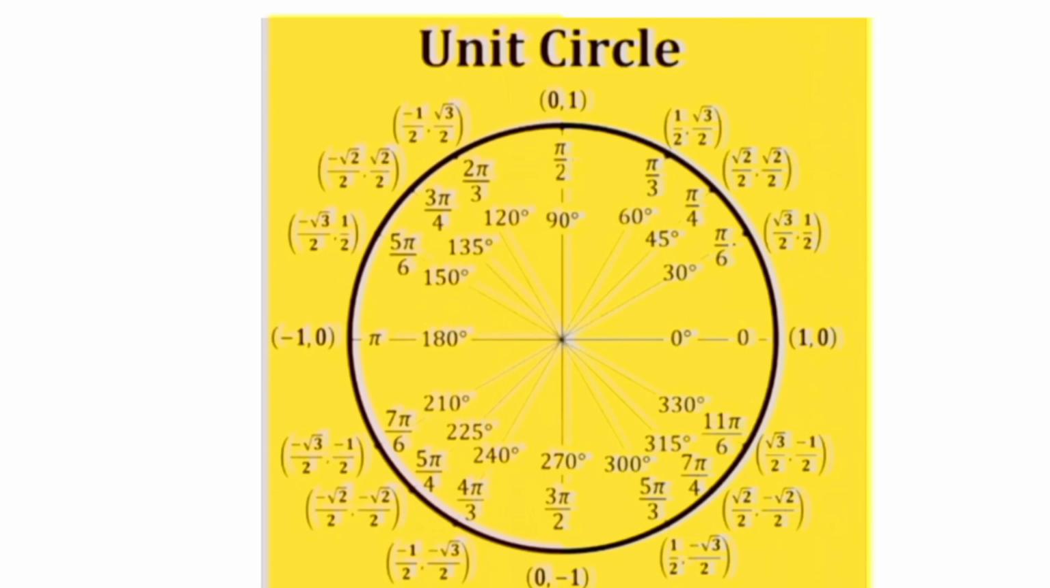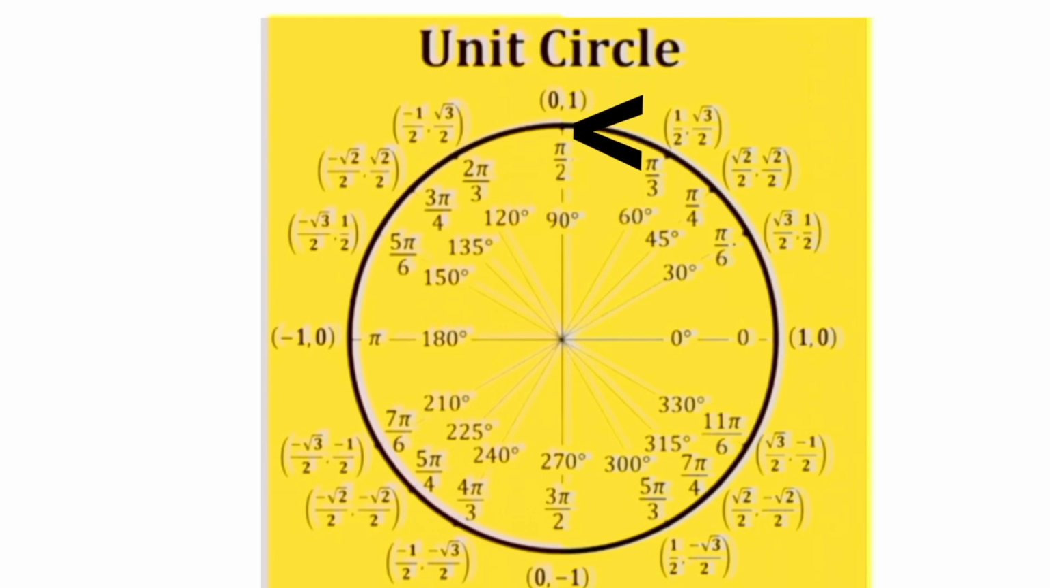Here in the 0 degrees, x is 1 while y is 0. In the 30 degrees angle the coordinates are, for x, square root of 3 over 2, and for y, 1/2. For 45 degrees the coordinates are both square root of 2 over 2. For the 60 degrees the coordinates are, for x, 1/2 and for y, square root of 3 over 2. For the 90 degrees the coordinates are, for x, 0 and for y, 1.